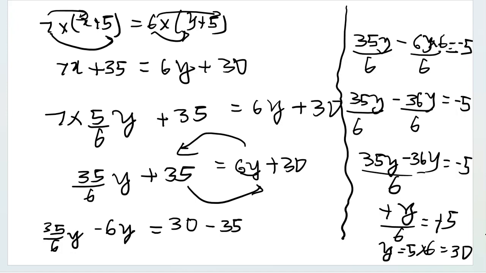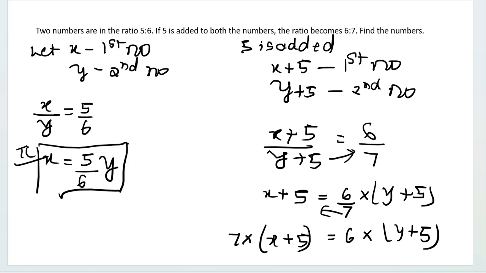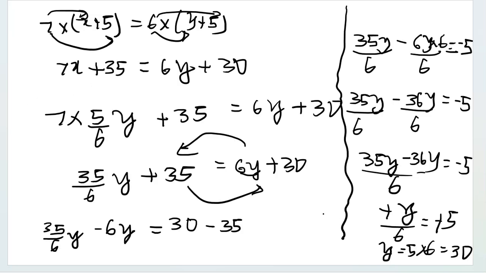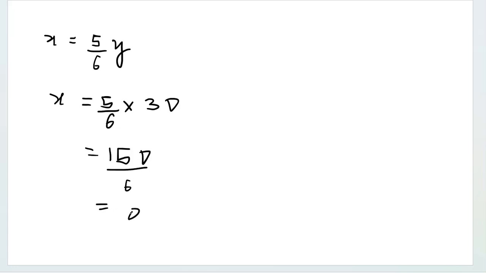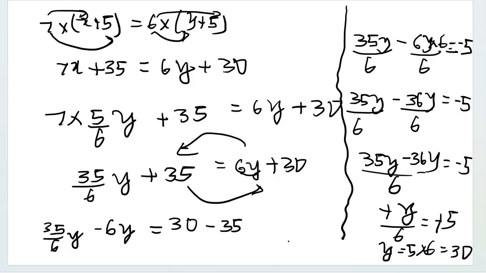Now my job is to also find x. So I use my trump card. X was same 5 upon 6 y. So x is 5 upon 6 y. Now y I found it as 30. Therefore x will become 5 upon 6 30. This will become 30 into 5 130 upon 5. This will be 25. Therefore we have got our two numbers. One is 25 and the other one is 30.